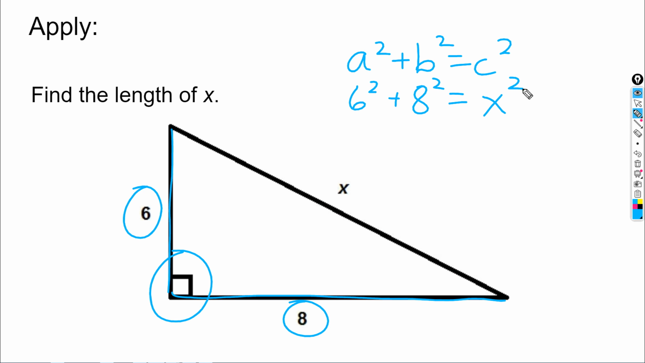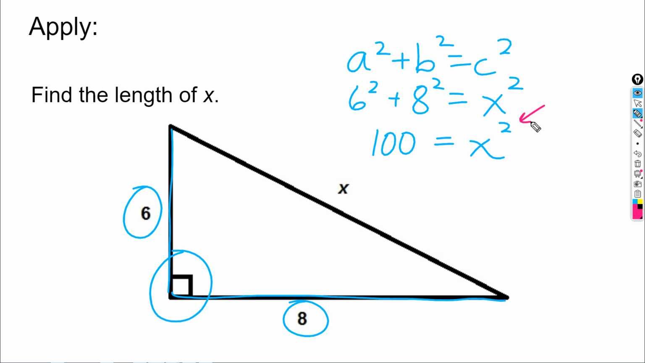So as we put this together, we're going to have 36 plus 64, also known as 100, equaling x squared. Now, a common mistake of the Pythagorean theorem is that we forget to do the last step, which is we haven't found x yet. What we found is x squared. Well, we need to get rid of that squared.